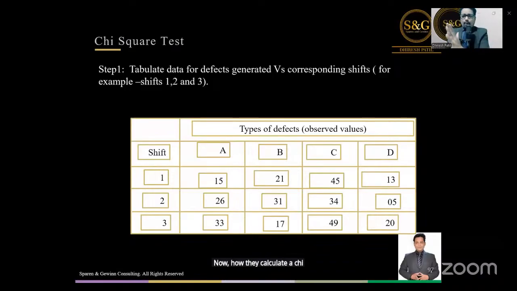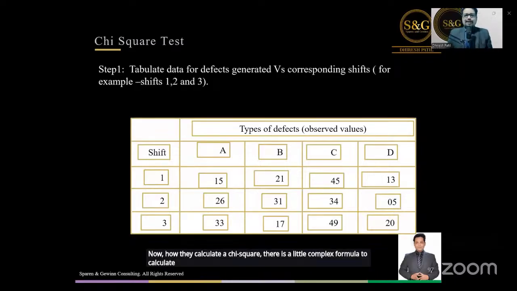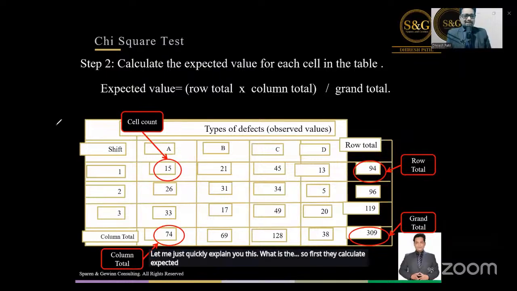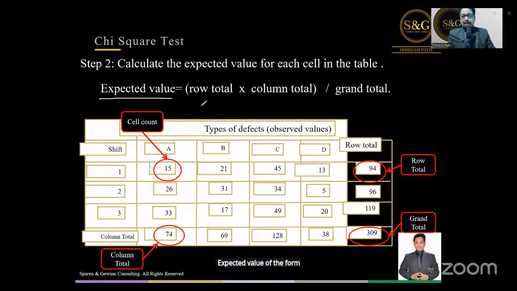There is a little complex formula to calculate chi-square. Let me just quickly explain this. First, they calculate the expected value. Just try to understand what the expected value is. The formula for expected value is row total into column total divided by grand total.